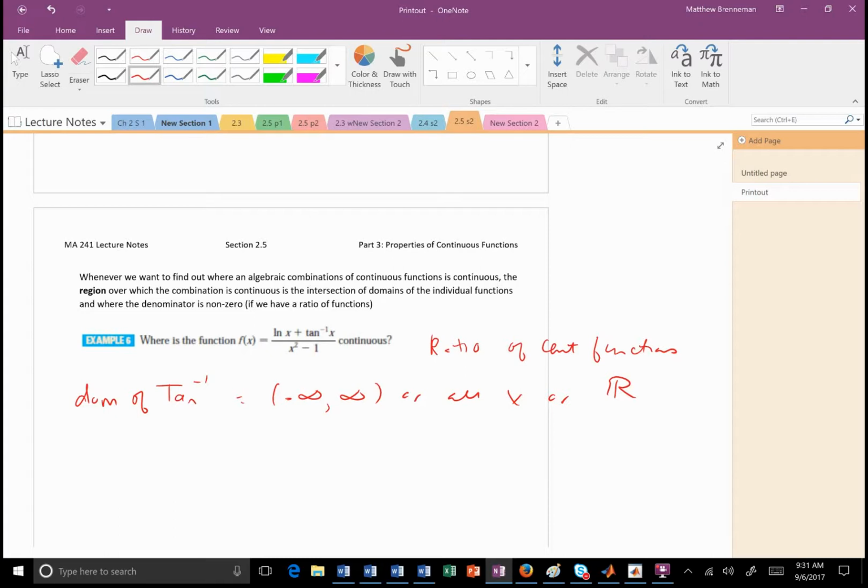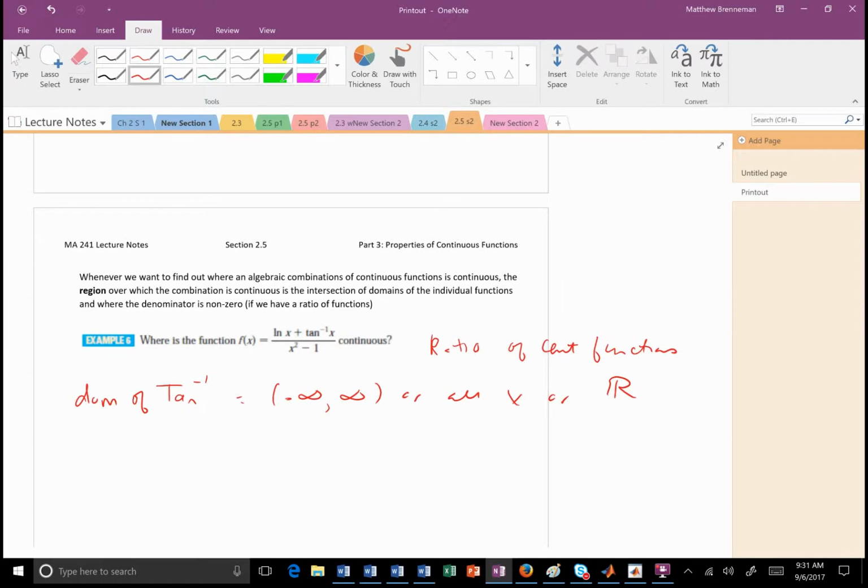Suppose on an exam you get stuck. How do you know what the domain of arctangent is? It's the range of tangent, right? They're inverse functions. That's why I wrote the -1. So what is the range of tangent? Well, think about tangent. It goes from -infinity all the way up to positive infinity. The range of tangent is all the real numbers. So the domain of the arctangent is going to be all those numbers.